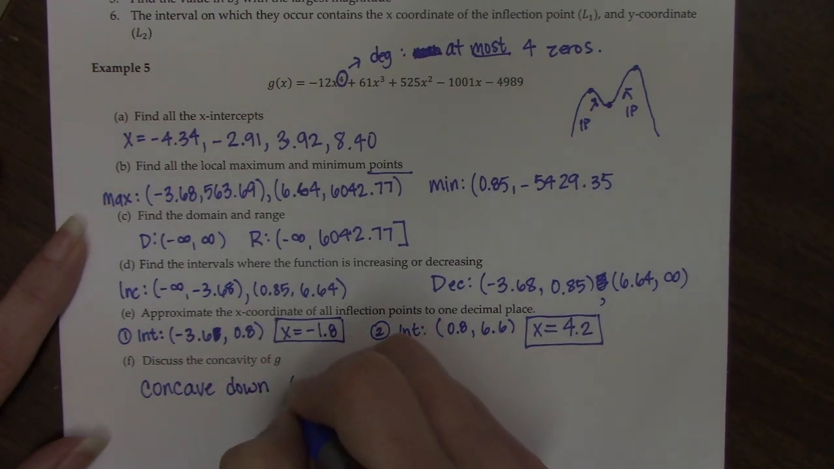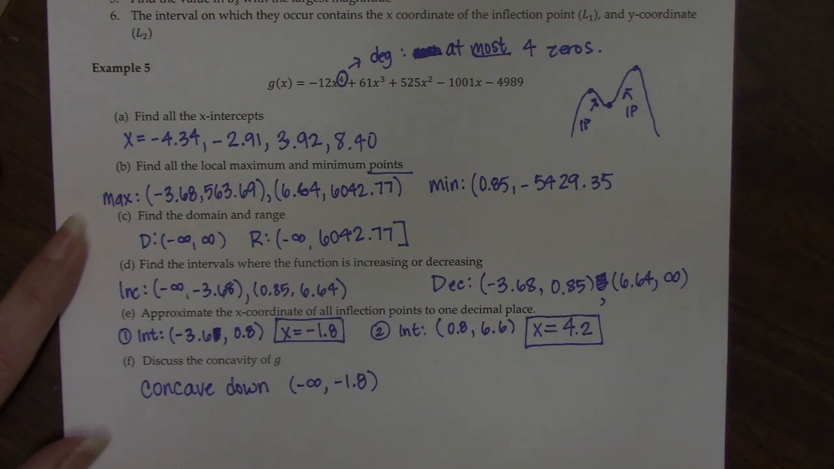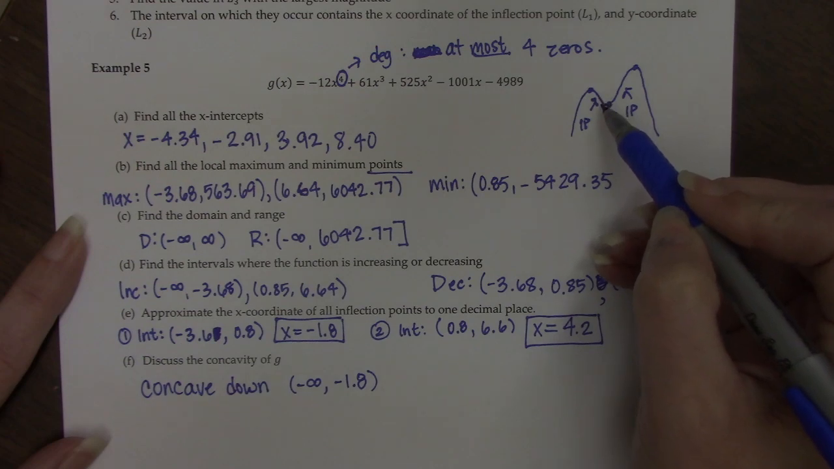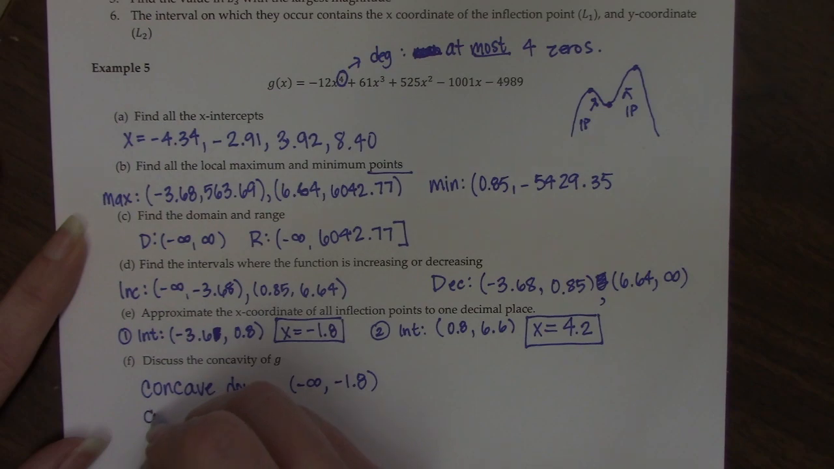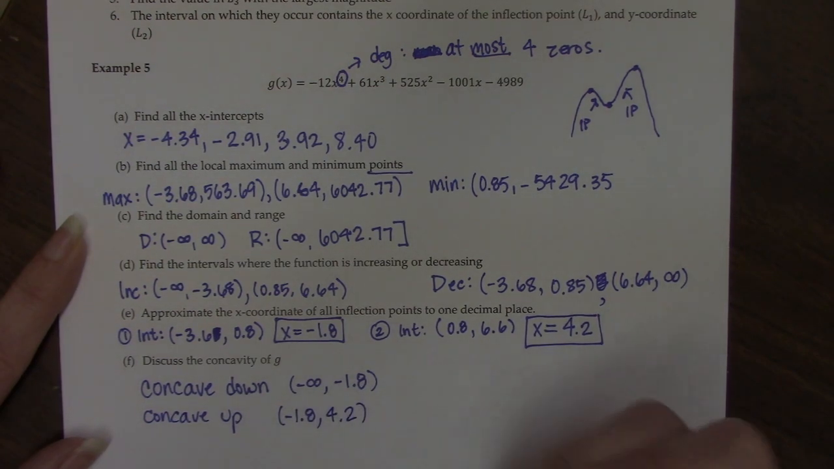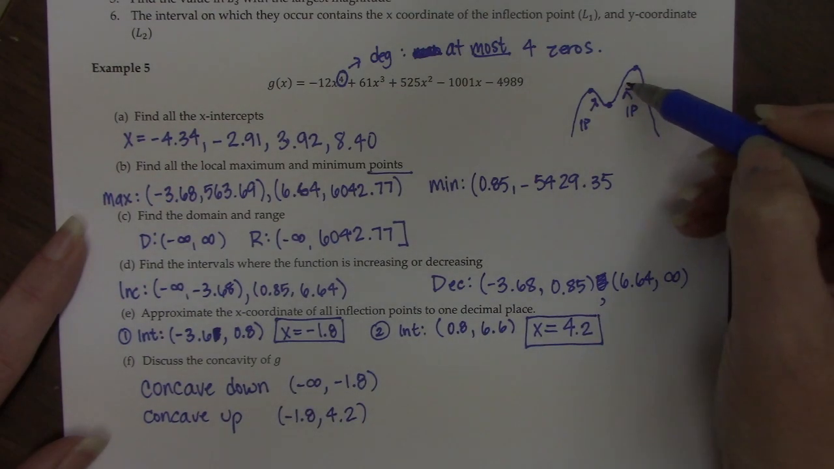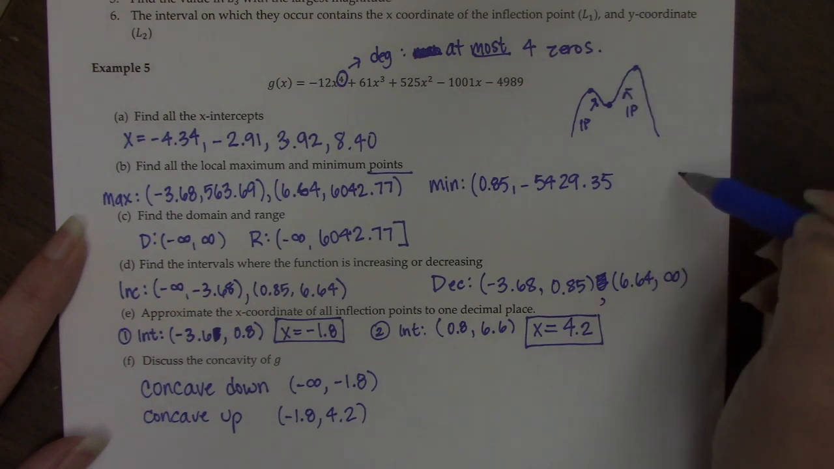is concave down from negative infinity to negative 1.8 because that was the x-coordinate of that point. Then it changes concavity and it's concave up till it gets to the next inflection point. So it starts at negative 1.8 and it's concave up till it gets to 4.2. So in between these 2 points. Then from this point all the way to infinity, it's concave down again.